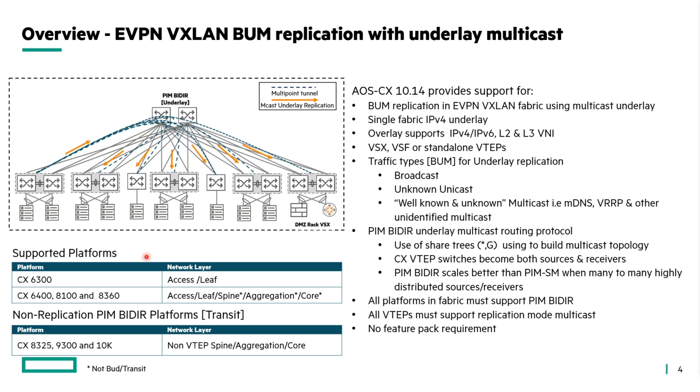Supported platforms are as shown, and the platforms will be VTEPs when access and leaf. However, if the 6400, 8100 and 8360 are spine, aggregation and core, they will just be transit and not be replicating. Non-replication platforms, i.e. transit platforms in the fabric, can be the 8325, 9300 and the 10000, i.e. they're non-VTEP and can be spine, aggregation, cores.